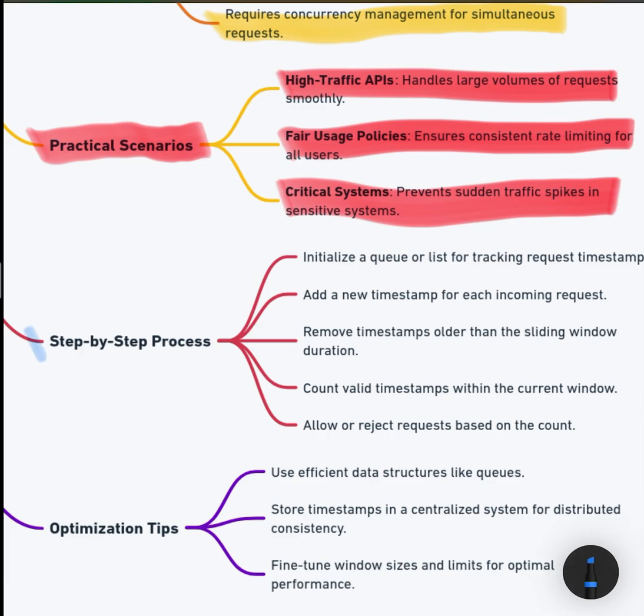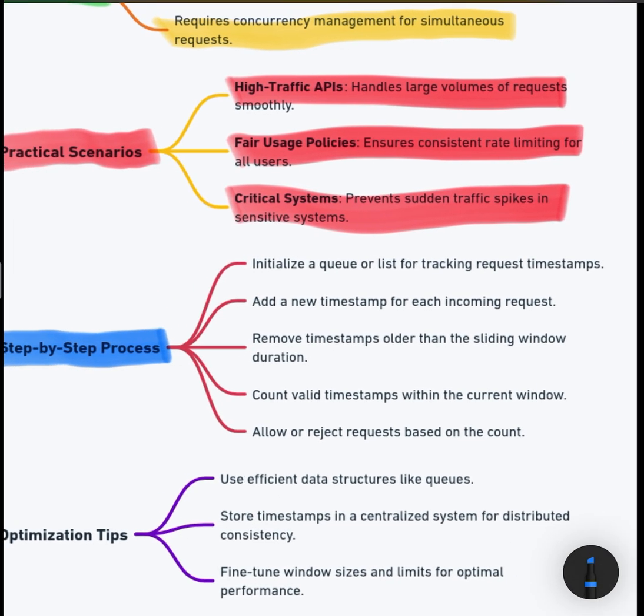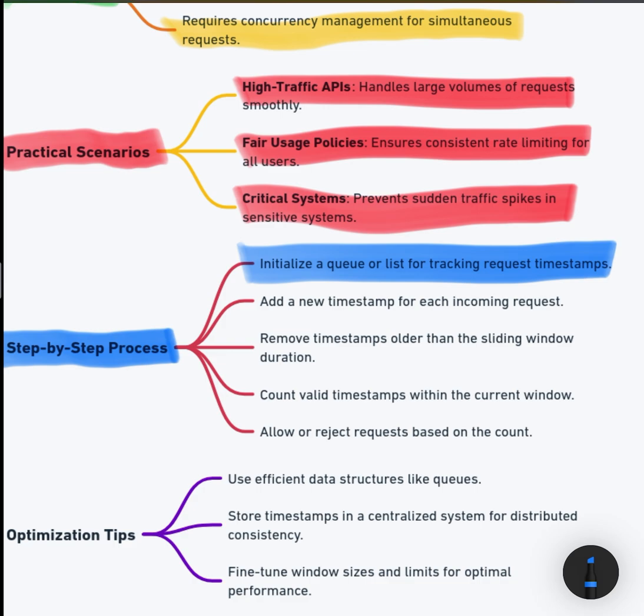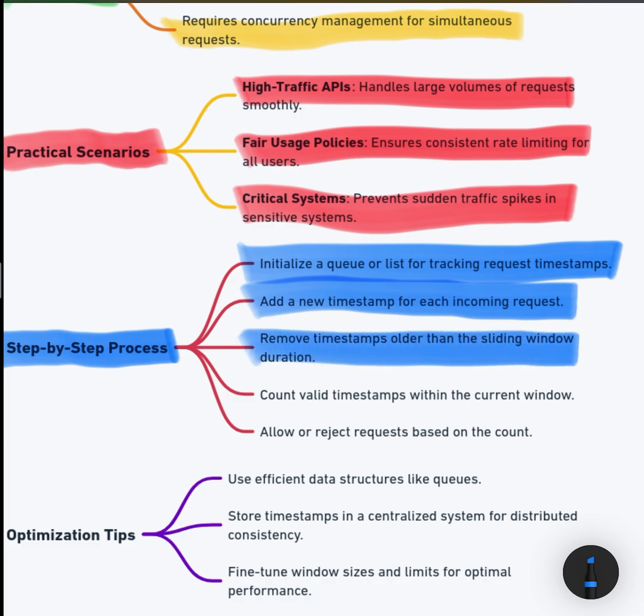Number 6. Step-by-step process. 1. Initialize tracking. Use a queue or list to store timestamps of requests for each user or IP. 2. Add new requests. When a request arrives, its timestamp is added to the tracking data structure. 3. Remove expired requests. Remove all timestamps older than the sliding window duration, e.g., 1 minute.